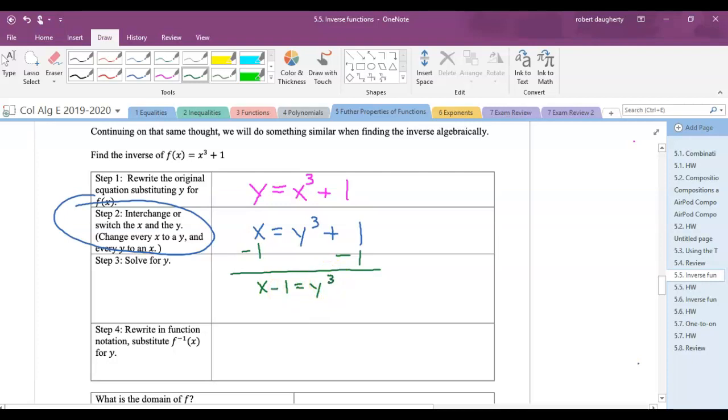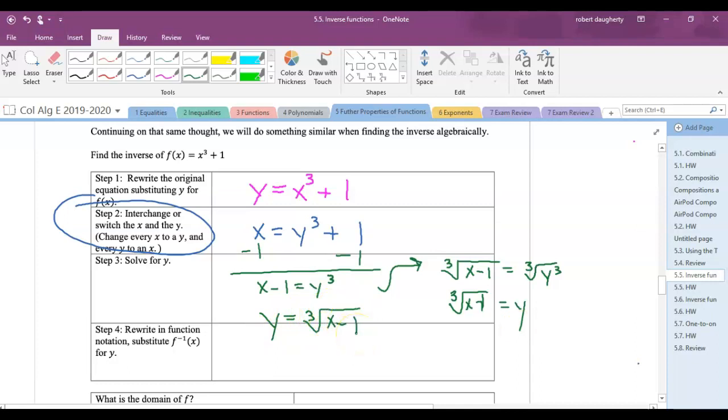Okay, I'm trying to get y by itself. y is being cubed. What could I do? Take the cube root of both sides. Okay, so then I would get the cube root of x minus 1 equals the cube root of y cubed. What's the cube root of y cubed? y. Those are inverse things of each other, okay? So the cube root of y cubed is y, so this tells me that the cube root of x minus 1 equals y. So my inverse function is y equals the cube root of x minus 1.